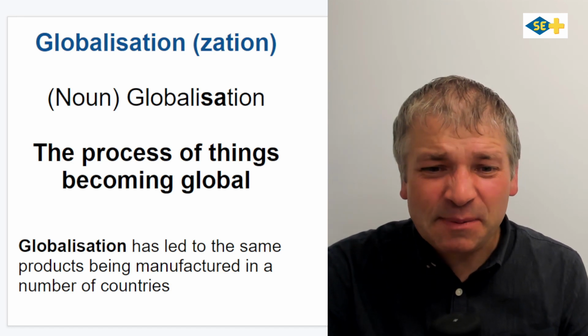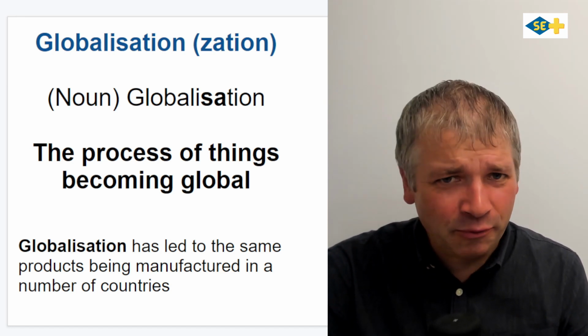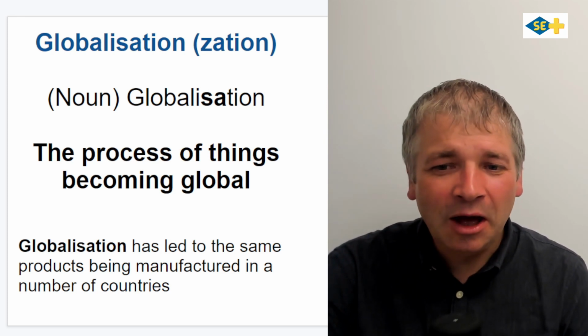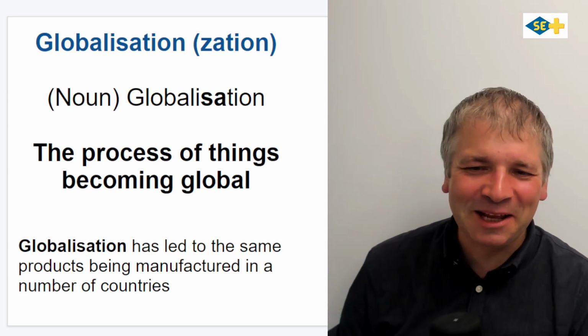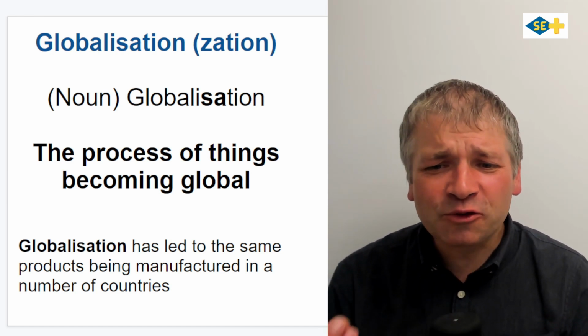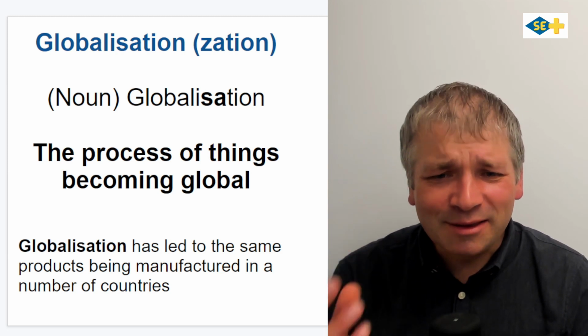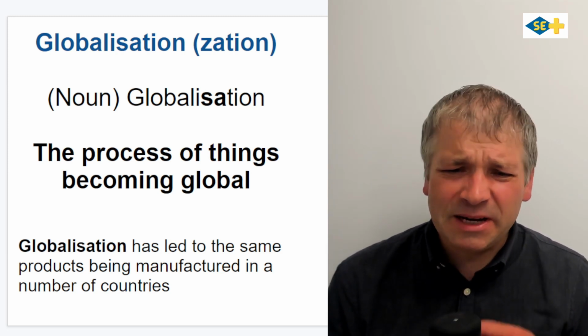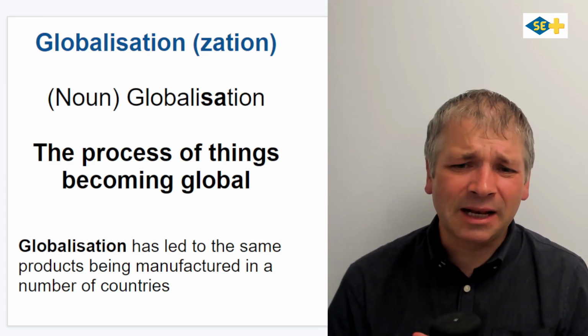Globalization, sometimes spelled with an S, that's typical of British English, or with a Z, that's typical of American English. I'm going to use the British English spelling for the rest of this lesson. This is a noun with the stress on Z, globalization. And this simply describes the process of things becoming global.